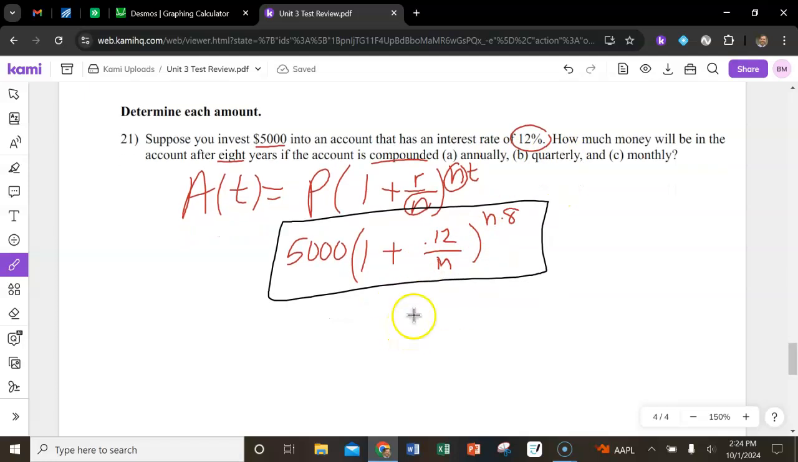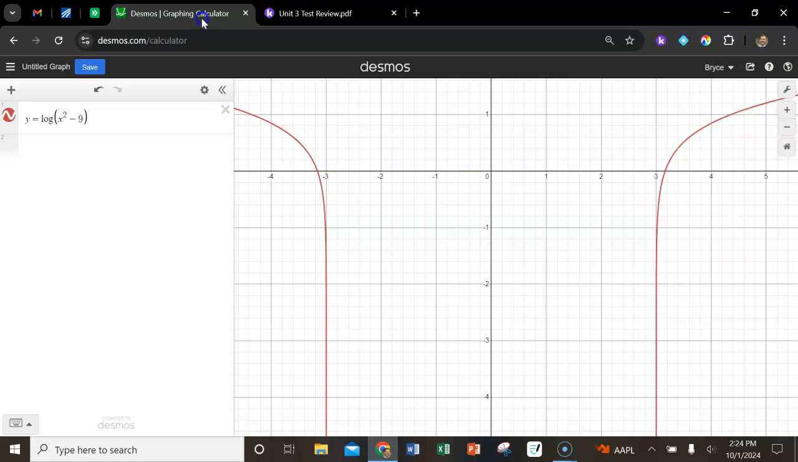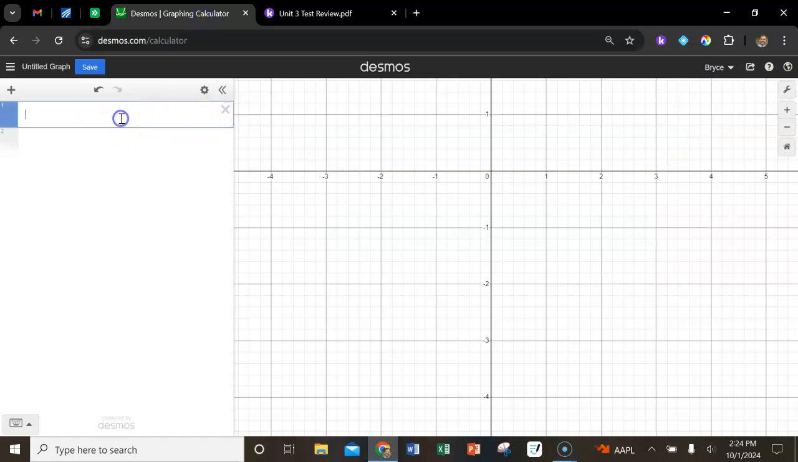And then if you do that, it'll ask if you want to add a slider. So I'll show you what that looks like really quickly. So if I did 5,000 parentheses 1 plus my rate, 0.12, and I just put an n down here, notice how that came up, add slider n. My exponent is n times 8. I would recommend putting that in parentheses. Otherwise it might bring your plus or your times 8 down here, which we don't want. We want it in the exponent.